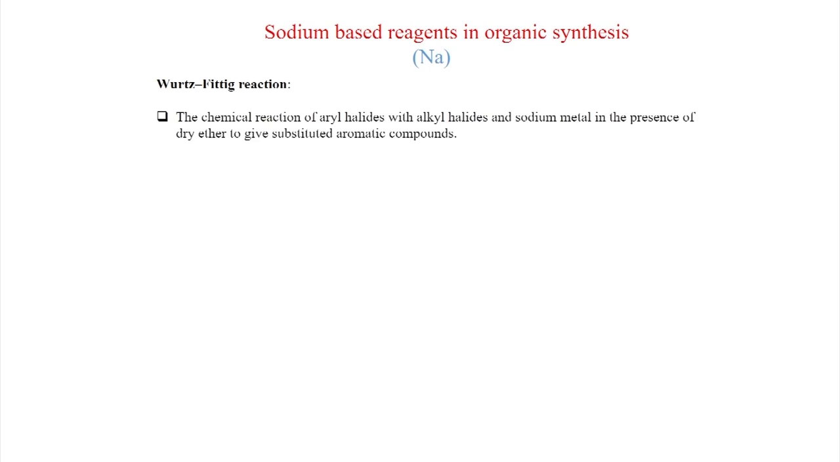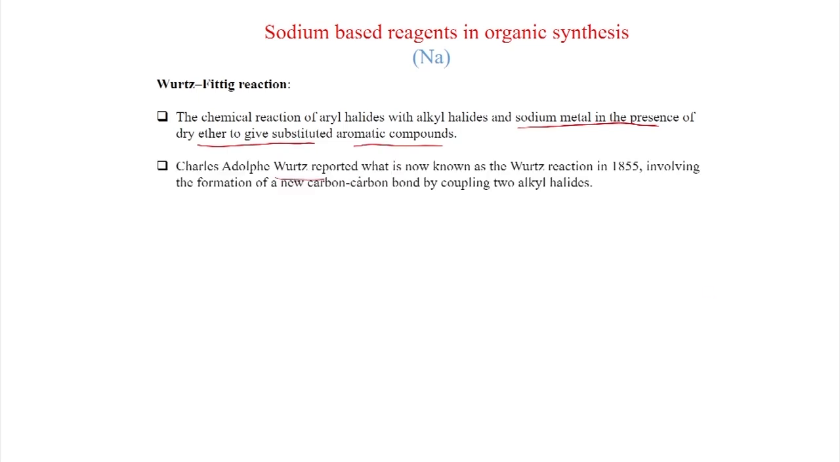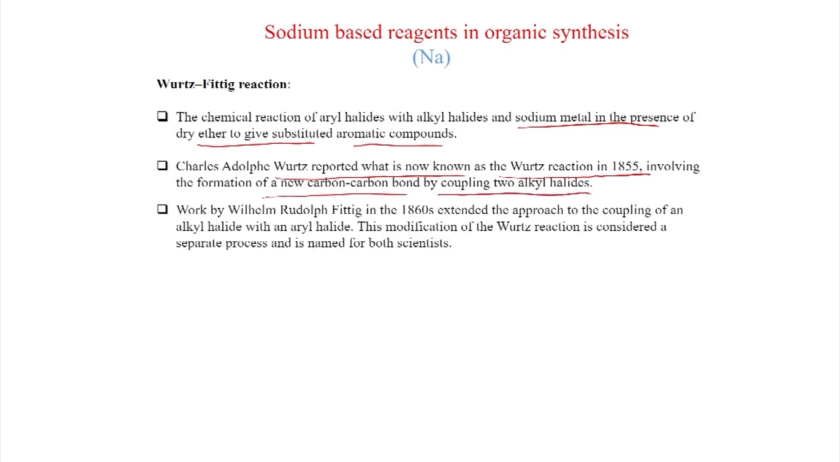The Wurtz-Fittig reaction is the chemical reaction of aryl halides with alkyl halides and sodium metal in the presence of dry ether to give substituted aromatic compounds. Charles Adolphe Wurtz reported what is known as the Wurtz reaction in 1855, involving the formation of a new carbon-carbon bond by coupling of two alkyl halides. On the other hand, Wilhelm Rudolph Fittig, in 1860, after 5 years, extended the approach to the coupling of an alkyl halide with an aryl halide. So here, two alkyl halides in the Wurtz reaction, here one alkyl and another aryl halide. So that is the Fittig contribution, that aryl halide was used.